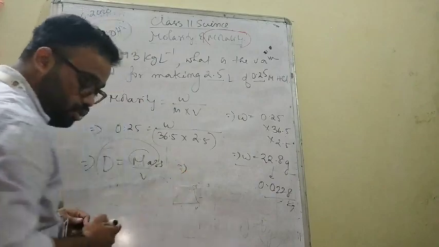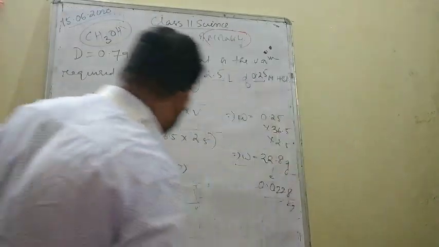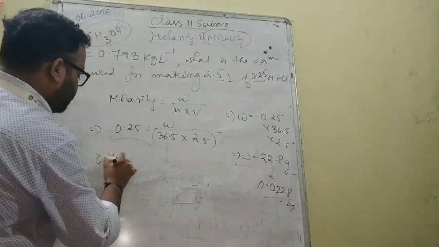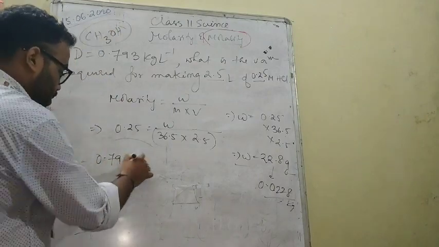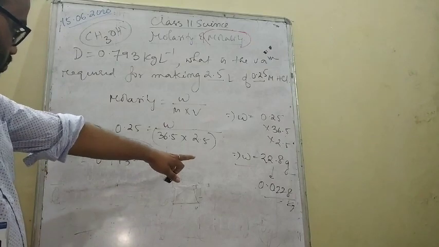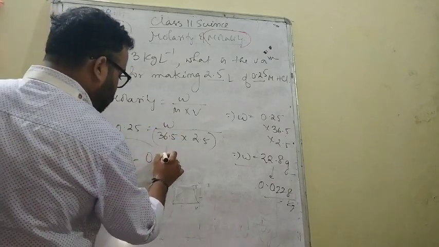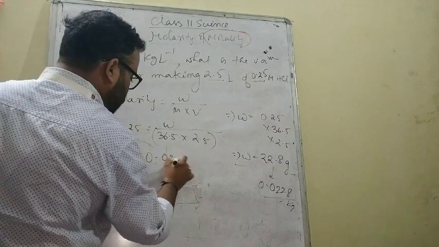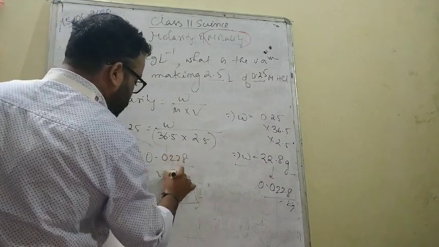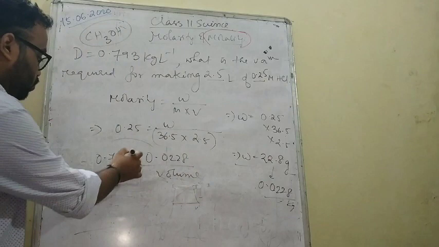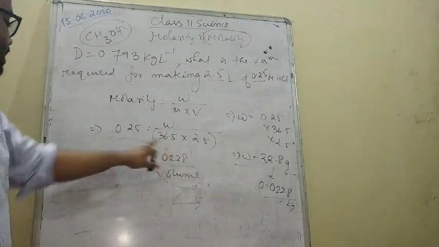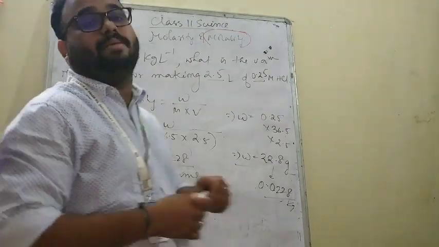Density is given to you as 0.793, which equals mass by volume. So density equal to mass by volume, and the volume you can take out from this. So this is the sum.